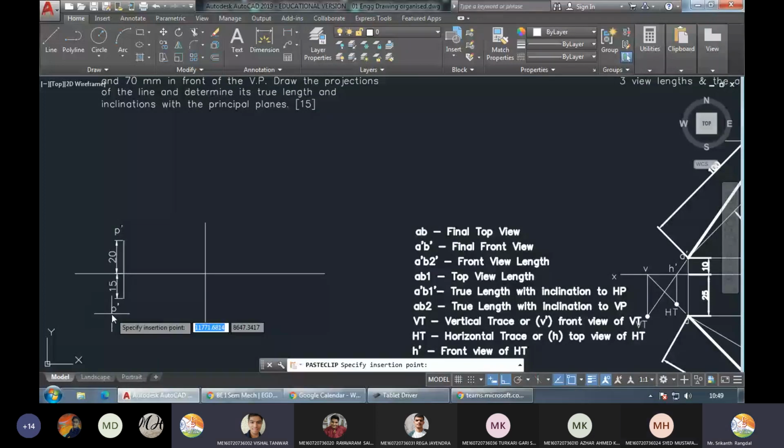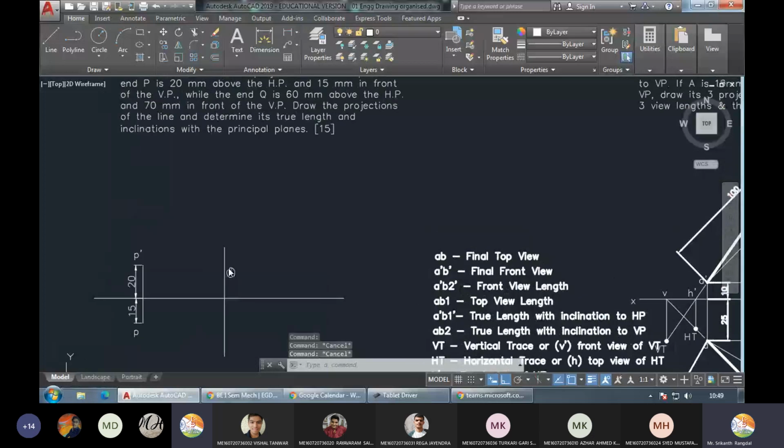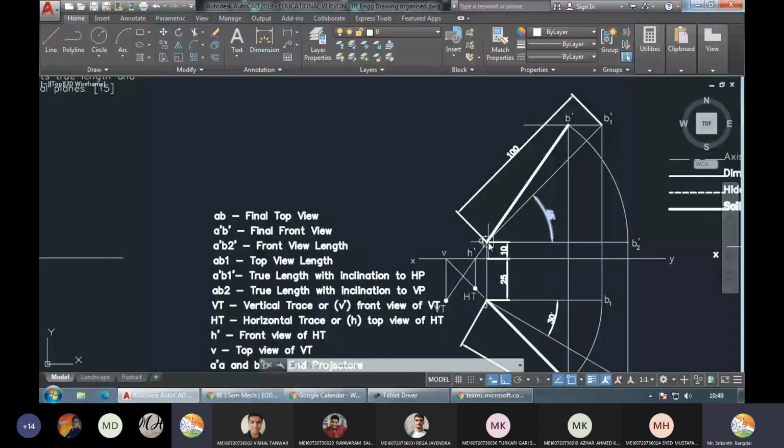Means sir, P Q. Only P. So this is the front view with dash P dash. This is the top view without dash, just P. Now we got the one endpoints. So both these points we got it, and these two lines we got it.